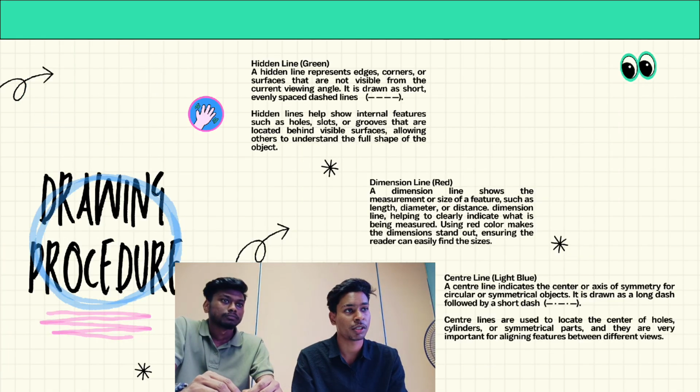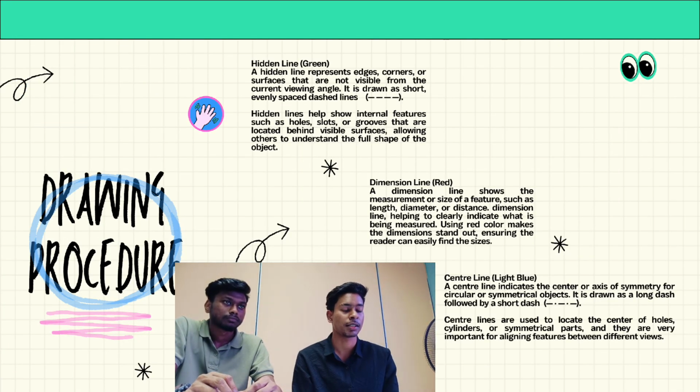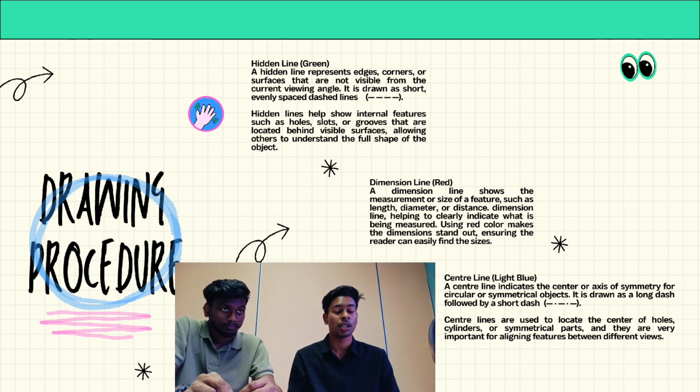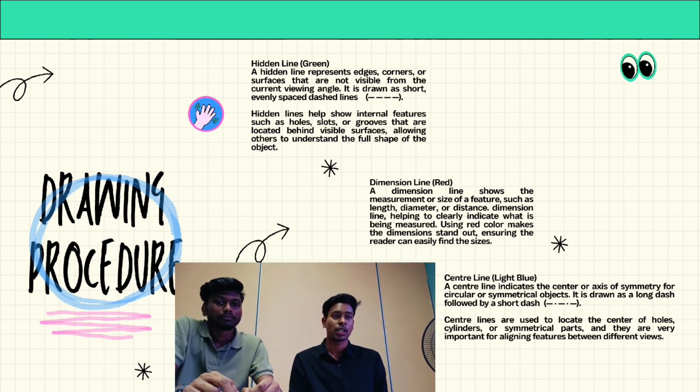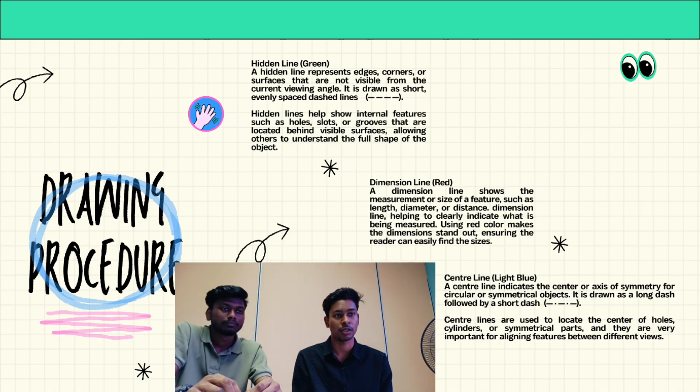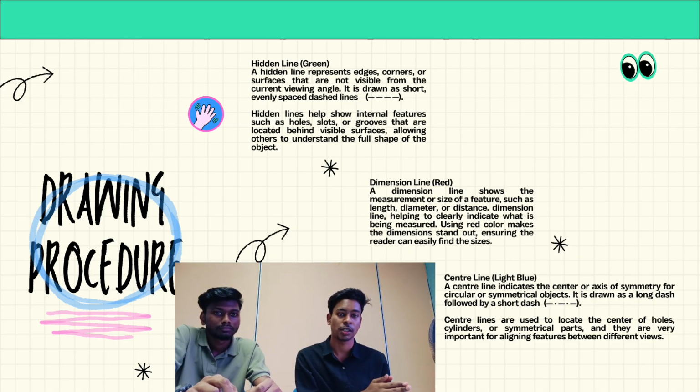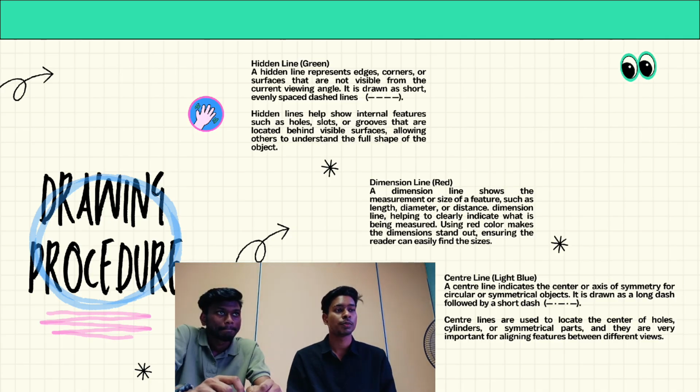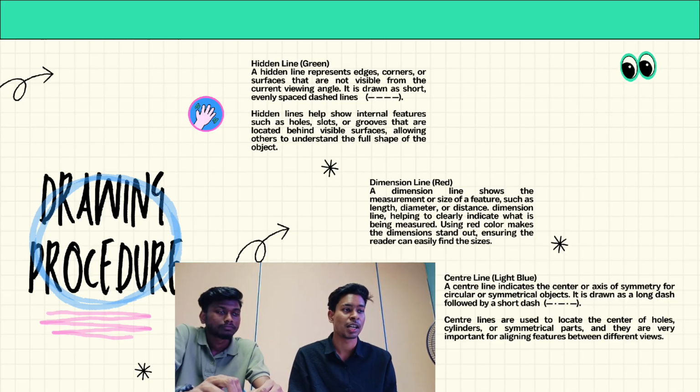So the drawing procedure basically uses hidden line, dimension line and center line, which help to see the top view and front view. It basically comes with three parts: top view, front view and side view, with isometric. So basically the isometric view is the reference to make the three parts. And then the hidden line, dimension line and center line help to see the isometric views. The dimension line usually shows the size and the alignment.